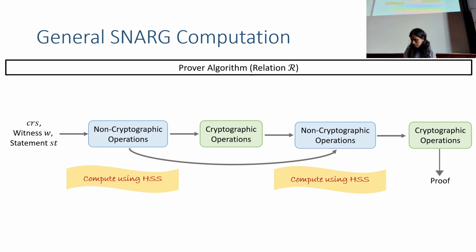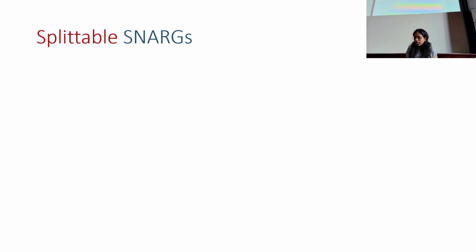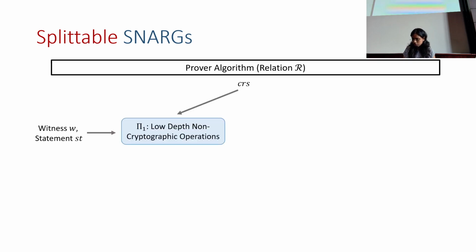So to remedy this, let's now turn our attention to a special type of SNARKs where there is a cleaner separation between cryptographic and non-cryptographic operations, and we refer to such SNARKs as splittable SNARKs. And these SNARKs have the following structure. The prover algorithm is basically split into two parts. The first part takes the witness, the statement, and the CRS as input and performs some low-depth non-cryptographic operations. By low depth here, I mean that the computational depth of the step should be such that this overall computation can be executed within a class of functions that are currently supported by existing HSS schemes.